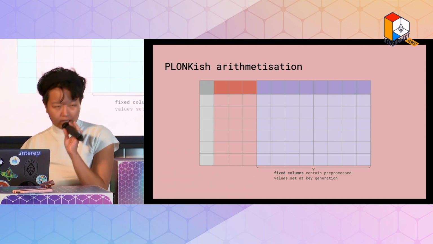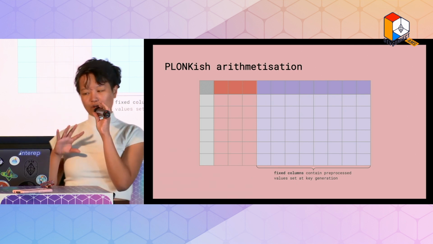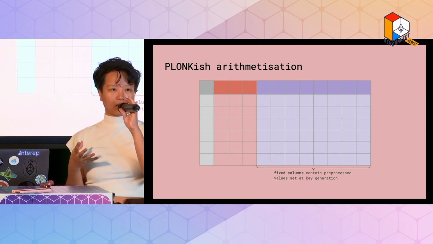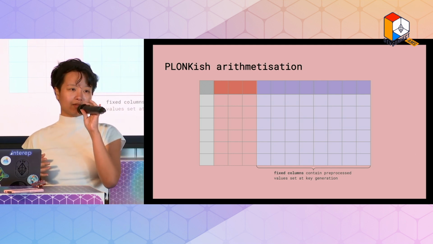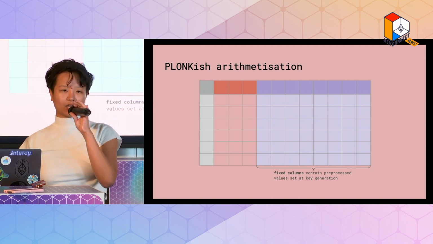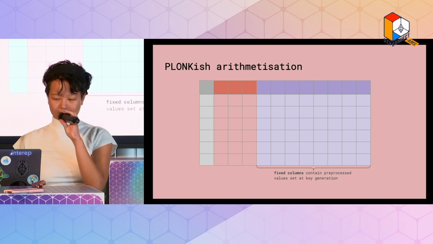Whereas the fixed columns are a different beast altogether. They're pre-processed values, and they're computed at key generation time by the verifier. And these are hard-coded. They define your circuit, and they never change from one proof instance to the next.